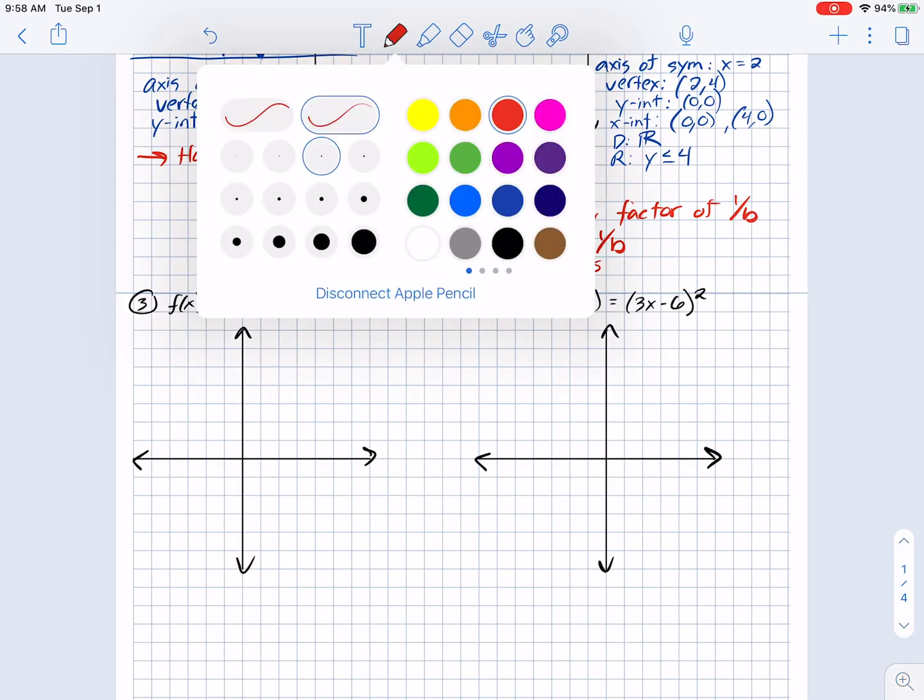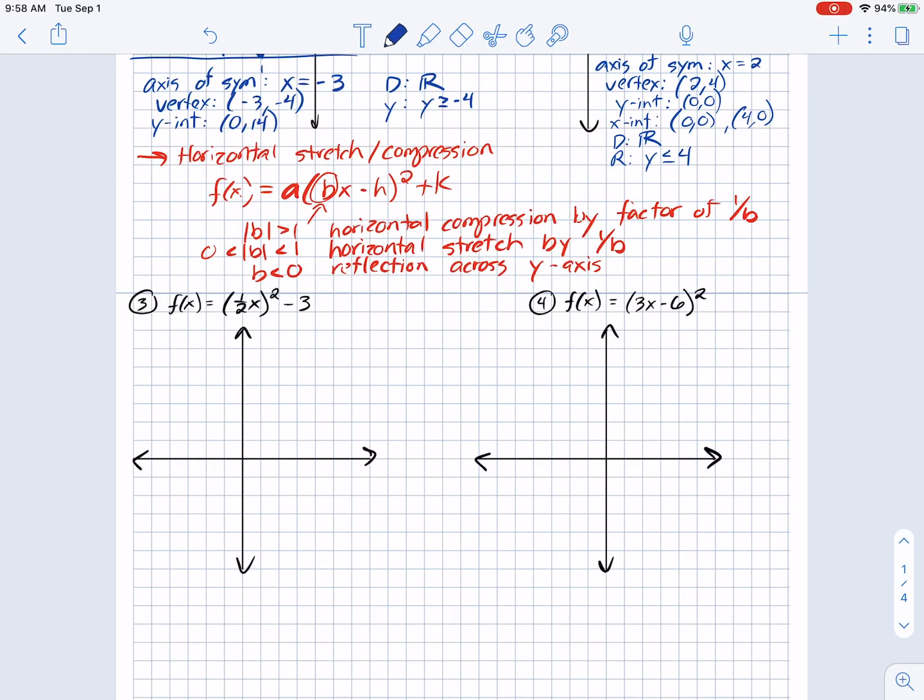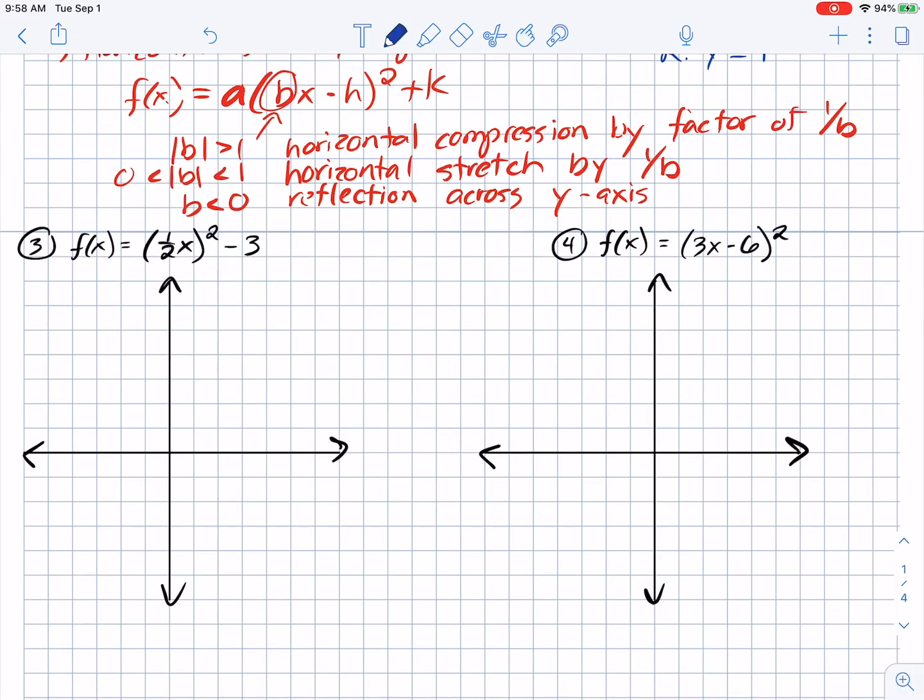All right, let's do the same thing we were doing up above, describing these transformations, starting with number 3. We'll do this one together. Okay, there's 2 transformations. Down 3. We're going to describe this together. This is this case right here, where b is a fraction that's less than 1, greater than 0. So we would say this is a horizontal stretch by a factor of 2. Okay.